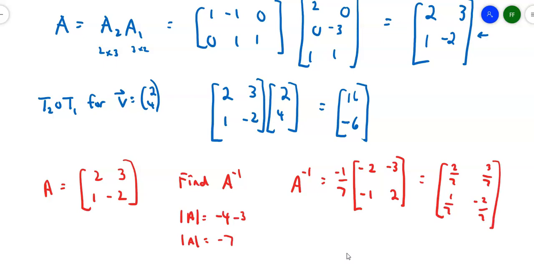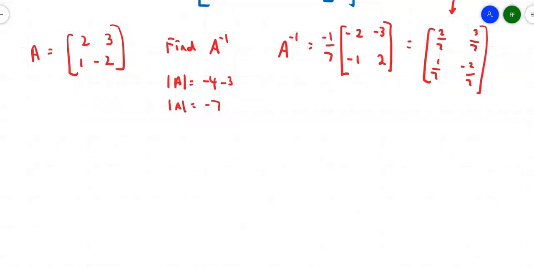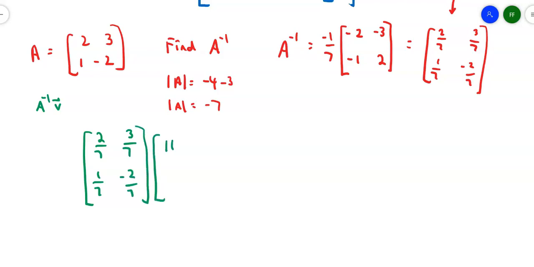Now, if this really works, I should be able to take that inverse over there, multiply it by what I got, and I should end up with the original vector. So multiplying by the inverse should take me back to the original vector. Let's see if that works. Let's take A inverse times the vector. So 2 sevenths, 3 sevenths, 1 seventh, negative 2 sevenths, and multiply that by 16, negative 6. All right, what does that give me?